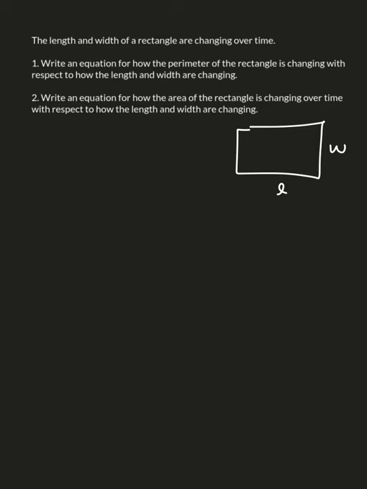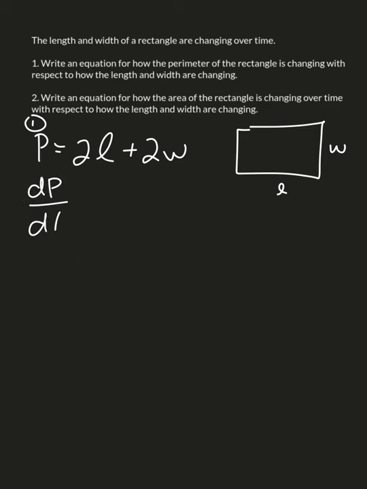First up, I'm going to work with the perimeter of the rectangle, so that we know the perimeter of any rectangle is going to be 2 times the length plus 2 times the width, because it's just the sum of the 4 sides. So now what we want to do is we want to differentiate. And we're going to differentiate with respect to time.